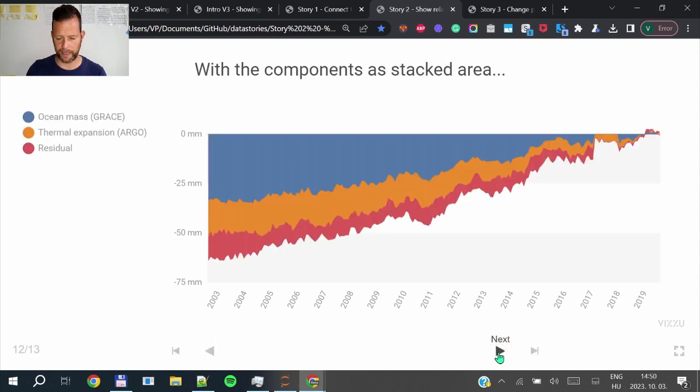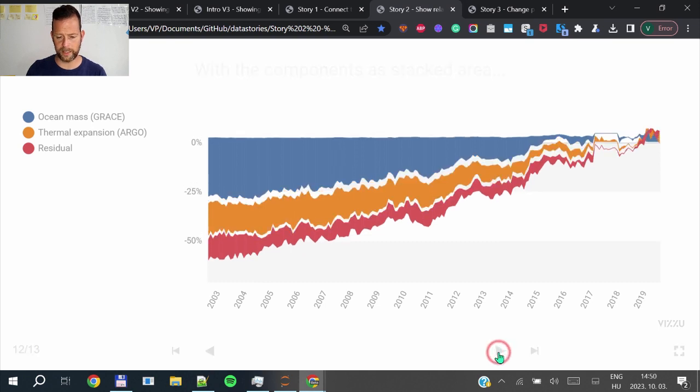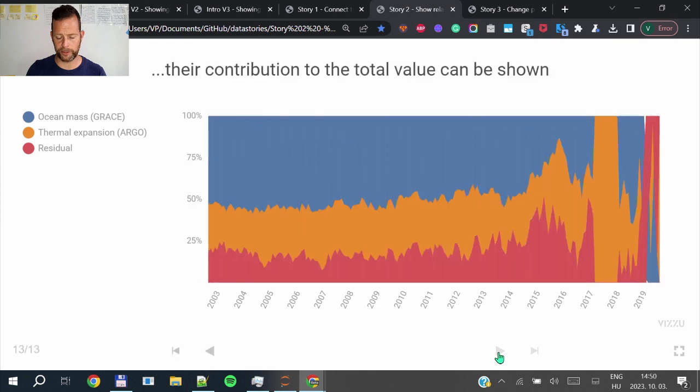So it's like that. Also, if you use the area chart, you could do this with Vizzu and show how much these components contribute to the total sea level. And as you can see, there are certain changes over time. So here it's pretty common that over 50% of it comes from ocean mass, where here the residual starts to grow very rapidly, and then it shrinks and then it grows again. Here's obviously the period where we only have thermal expansion data, and towards the end it gets very messy. But there are actually very significant changes here that might need some sort of explanation.